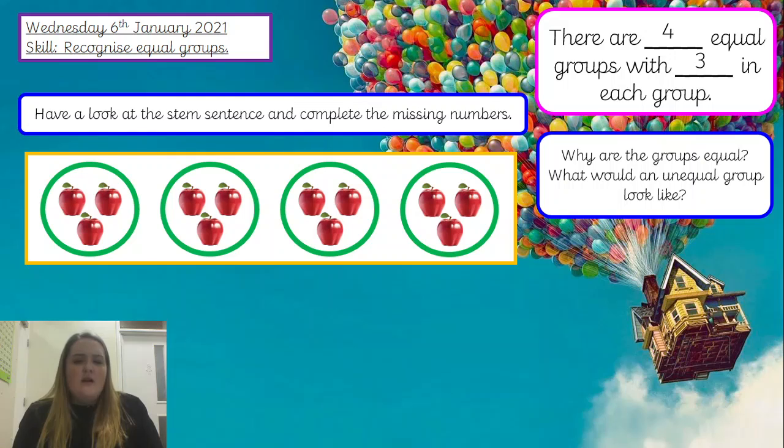And what would an unequal group look like? So could you give me an example of how many apples would be in one of the circles if it was unequal? So for example, you might have 4 in the first and then 3 in all of the others. And why would that be unequal?